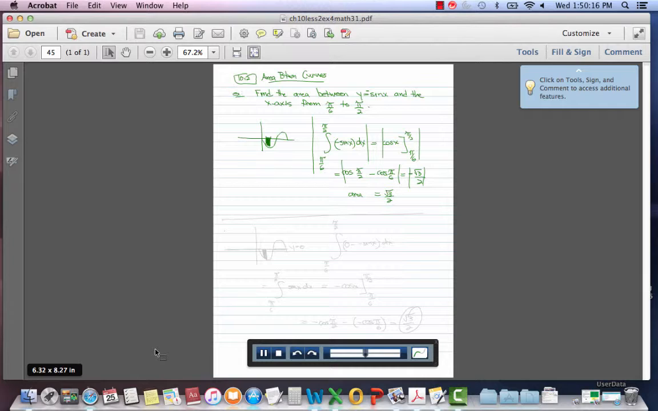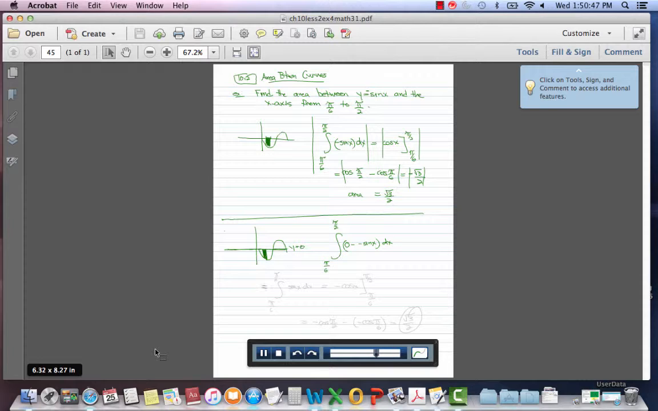Another way of doing that, so that would be the 10.1 kind of method of doing it. In 10.2 you could say, well, I've got really two graphs here. I've got y equals 0, which is the x-axis, and I've got my sine function, and I've got the same little shaded area I was just talking about. I could set this up as the area from pi over 6 to pi over 2 of 0 minus negative sine x.